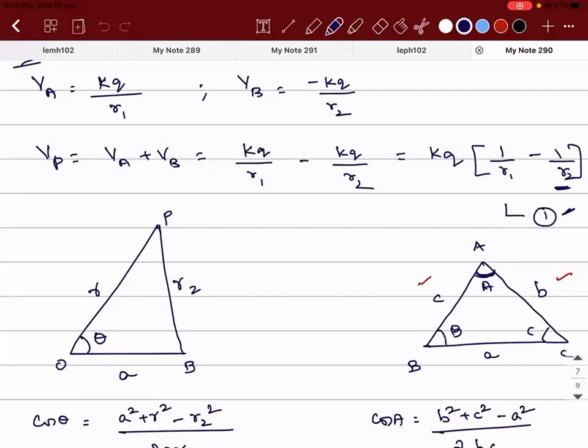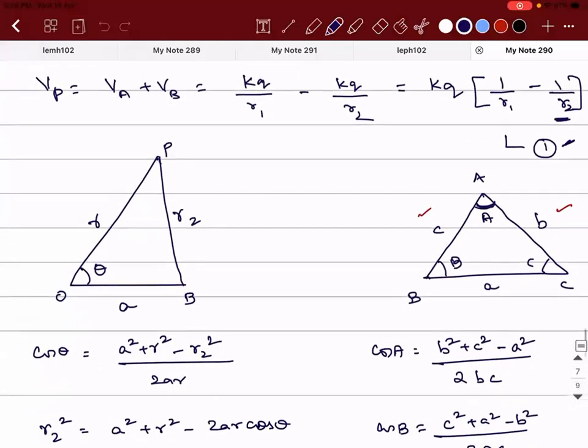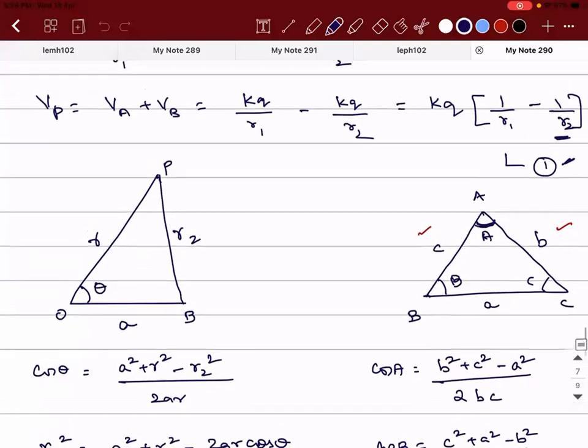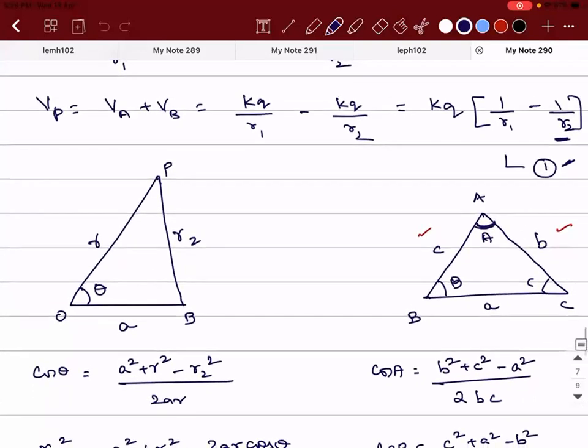Want to scroll down? This one? Yeah, tell me. Can you explain this part again? Cos A is equal to B square plus C square minus A square. See, this is A. I'm using the red marker. You're able to see? Yes, sir. So this is A.